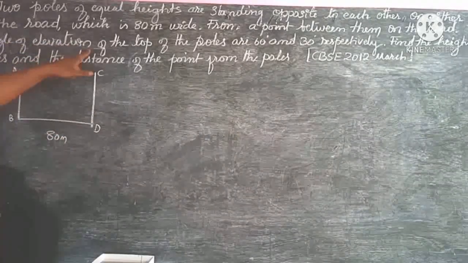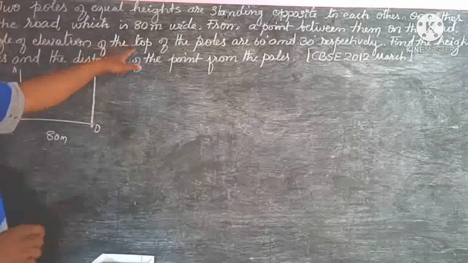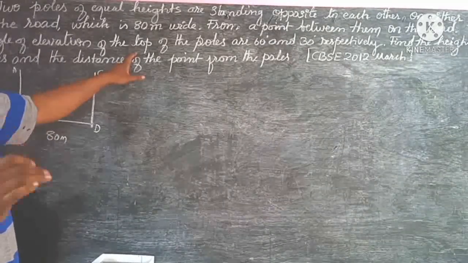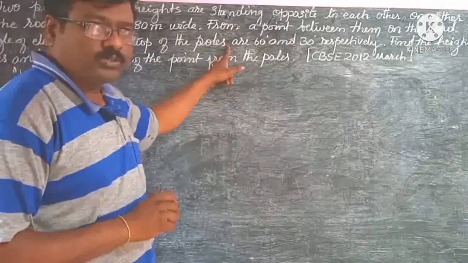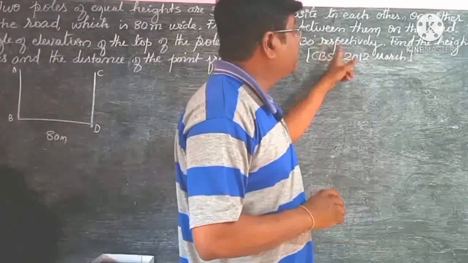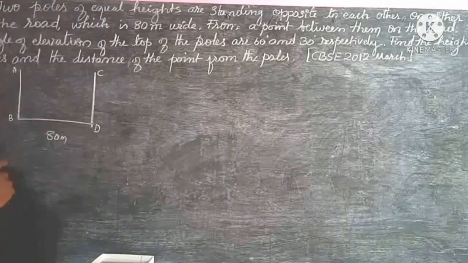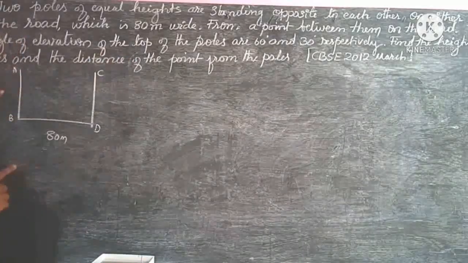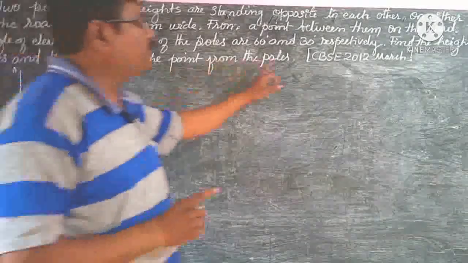The next point: from a point on the road between them, the angle of elevation, you know what the angle of elevation is. In the previous section I explained the definition of angle of elevation as well as depression. The angles of elevation of the tops of the poles are 60 degrees and 30 degrees respectively. Using these, you can find the height of the poles and the distance of the point from the poles.